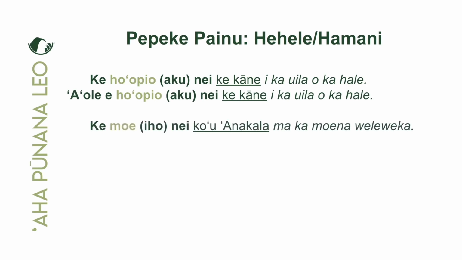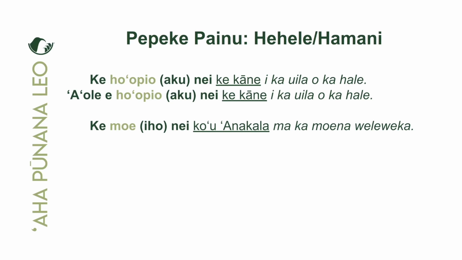Next one. All right, see if you can translate this in the pahu kōkōlo. Ke moe iho nei koʻu anakala ma ka moena velevete. Now we can see that moe is the painu, the action word. In this case, it's in hehele. Moe means to lie down.